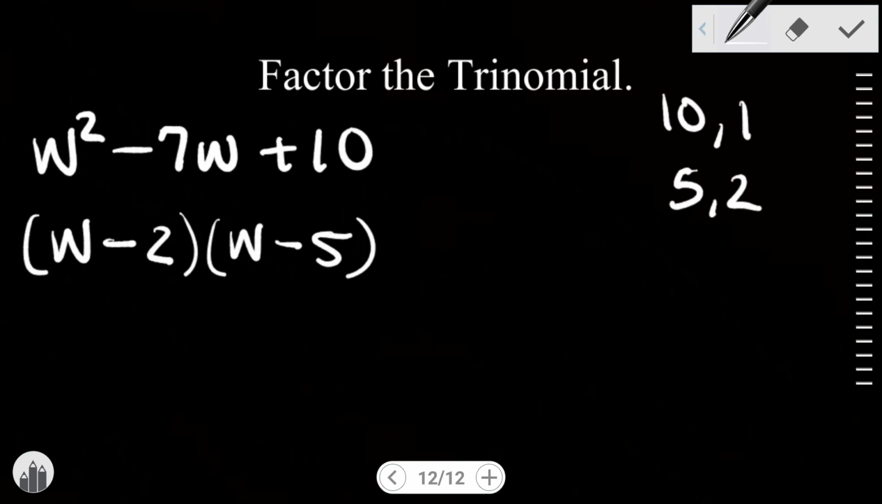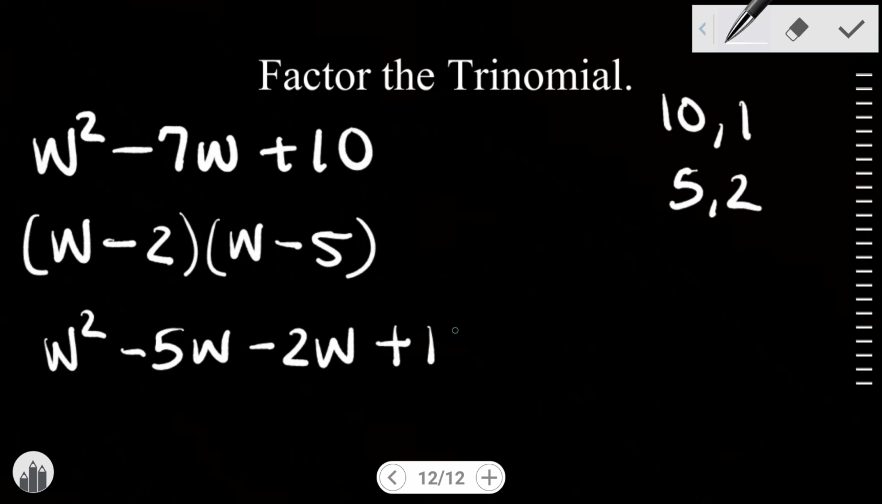Let's go ahead and check to make sure we have this done correctly. Let's FOIL this. w times w will get you w squared. w times negative 5 will get you negative 5w, and negative 2 times w will get you negative 2w. And then negative 2 times negative 5 will get you plus 10.